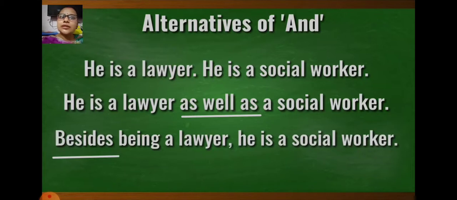For example, he is a lawyer, he is a social worker. Now two things are given. If there were no instruction, you would simply say he is a lawyer and a social worker. But now the instruction is that you are not supposed to use and. So you can say, he is a lawyer as well as a social worker, or, besides being a lawyer, comma, he is a social worker. Remember, instead of and, you can use as well as, besides. Whenever you use besides, put a comma.